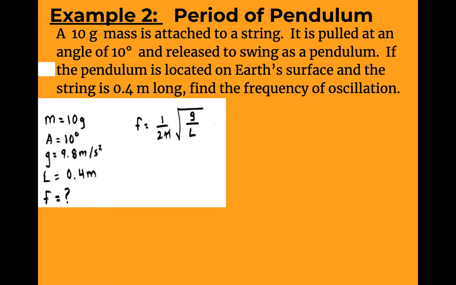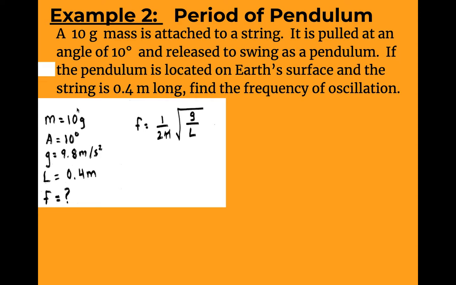Okay, so we know that we're looking for frequency. We're given the length, which is 0.4 meters, G, which is the acceleration due to gravity, 9.8 meters per second squared. The amplitude, which we use capital A to represent, is 10 degrees, and mass is 10 grams.